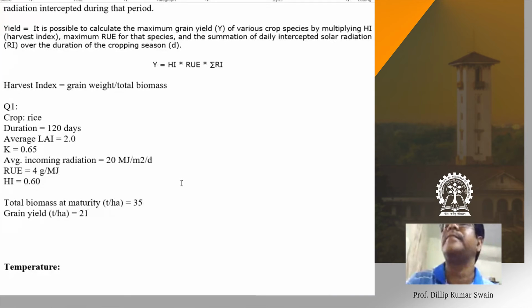Sir, can you explain once more why it was divided by 2? See, when you are taking the radiation interception, the total average incoming radiation is 20 megajoules per meter square per day. This includes your visible range and also the near infrared. When you receive radiation from the sun, the radiation reaches our surface. Almost 50% is photosynthetically active radiation and the rest 50% is near infrared.